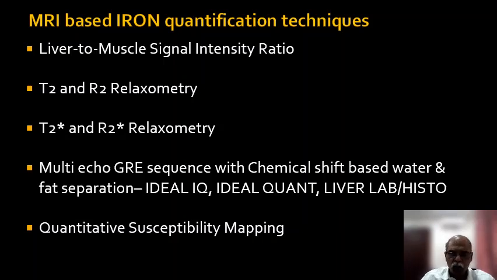Now all of us know that when iron goes into the liver, the susceptibility of the liver hepatic cells is very high, and automatically there will be low T2 values. And similarly, the R2 values also; I'll show what is R2, what is T2, in a couple of slides. Similarly, T2 star and R2 star. T2 is a regular fast spin echo technique. T2 star is a gradient echo technique.